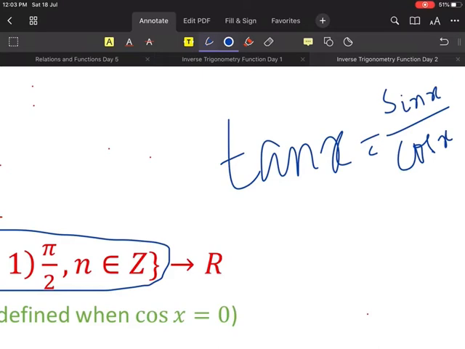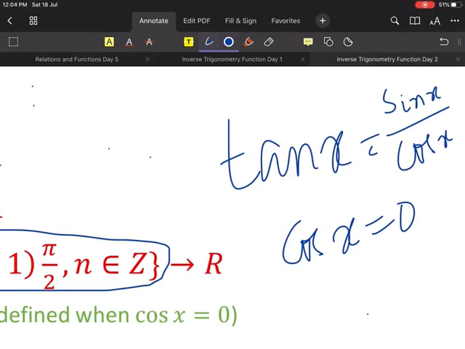Can anybody tell me now, when can tan x be undefined? When can tan x be undefined? When cos x is 0. Very, very good. When cos x is 0, tan x becomes undefined. Very good. That's a very good answer.